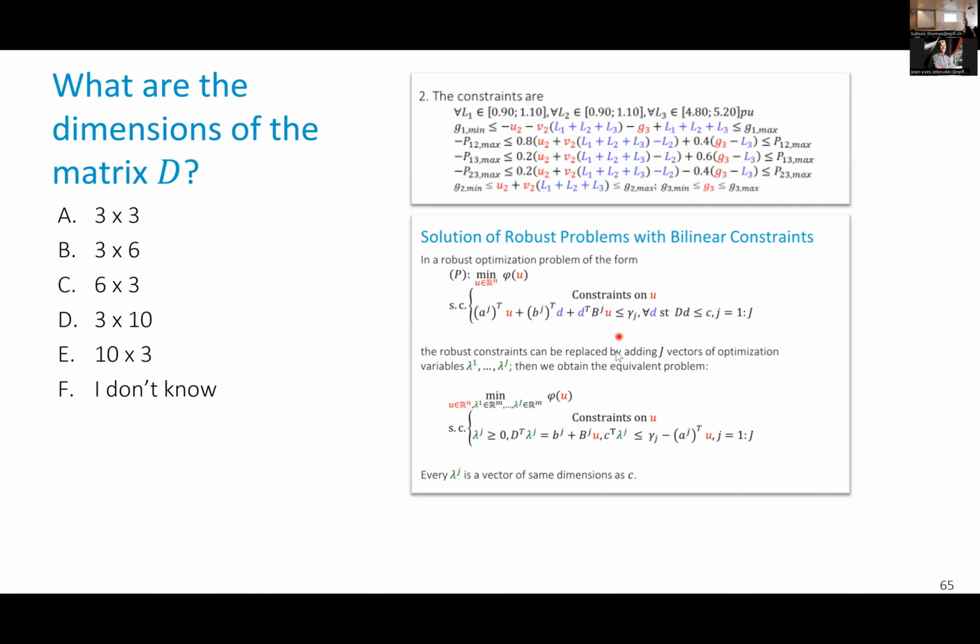So here's the general trick. We see the general mapping. So the solution is given here. We need to identify the matrix D because it will be in the constraints of D. What is the dimension of the matrix D for this problem here?